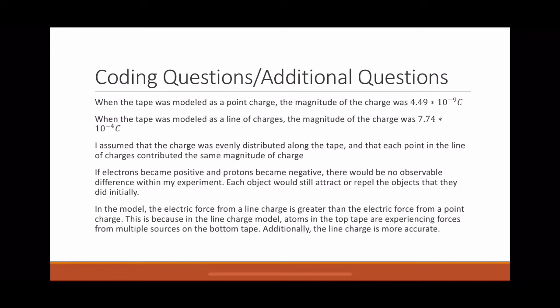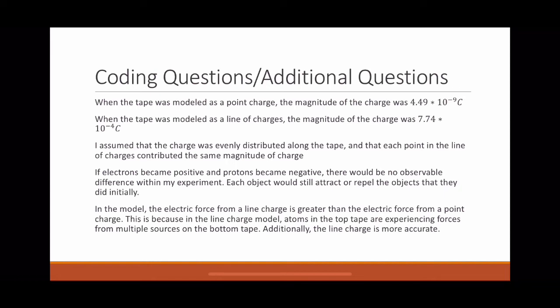This is because in a line charge, the top tape experiences forces from all the different atoms in the bottom tape, or all the different electrons, and this is more representative since the electrons give off a field and don't direct their force at simply one other atom. I assumed the charge was evenly distributed and that each point contributed the same magnitude of charge.